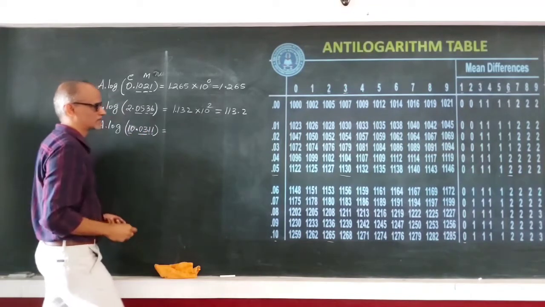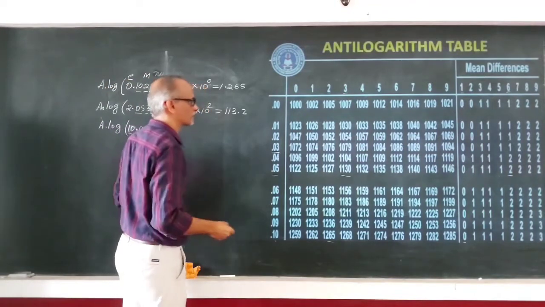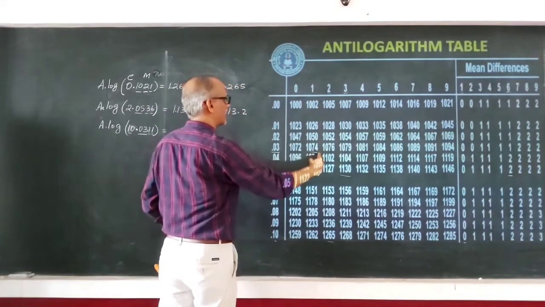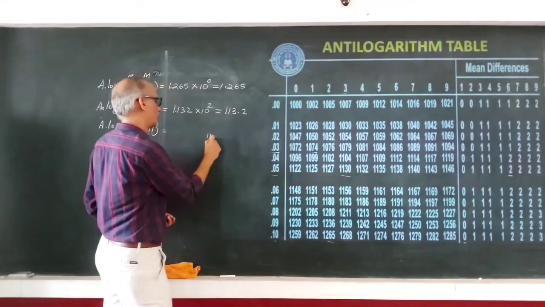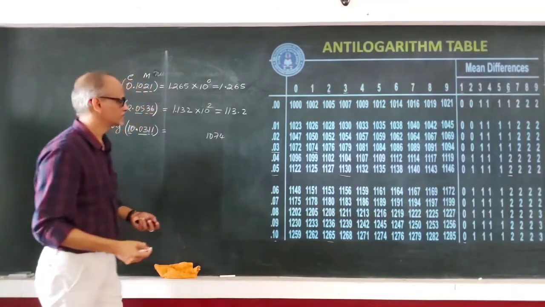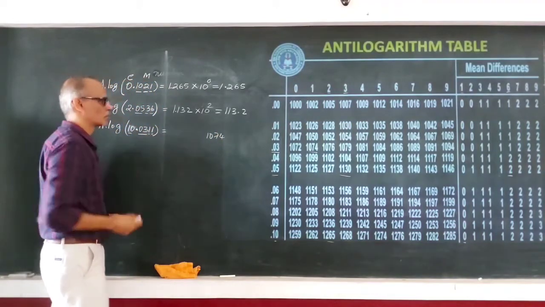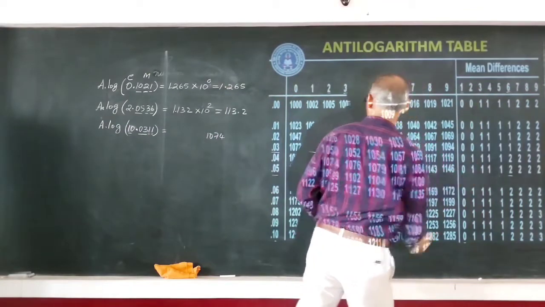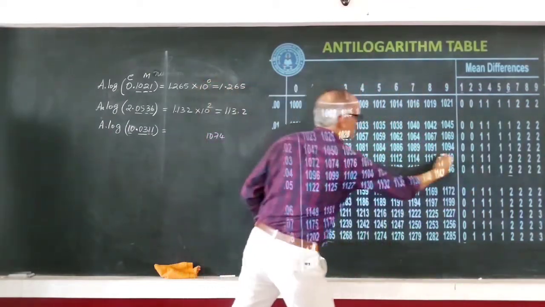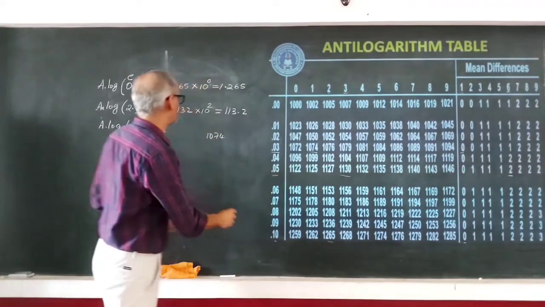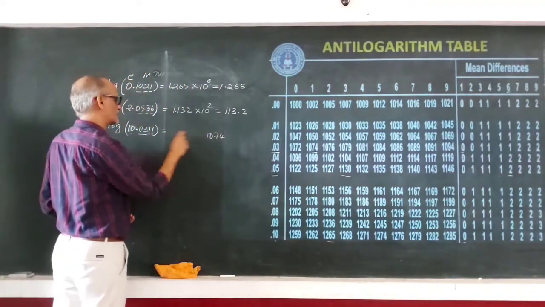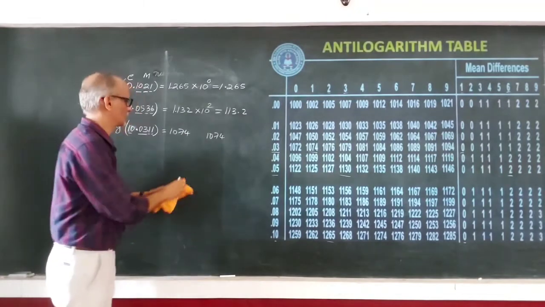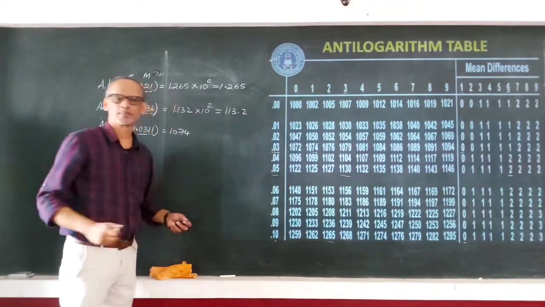0.0311. 0.03 is here, 1 is here. They intersect at 1074. After that, there is a 1, so the mean difference is 0. See, here it is, a 0. Therefore the digits remain the same, 1074. Correct? Okay.